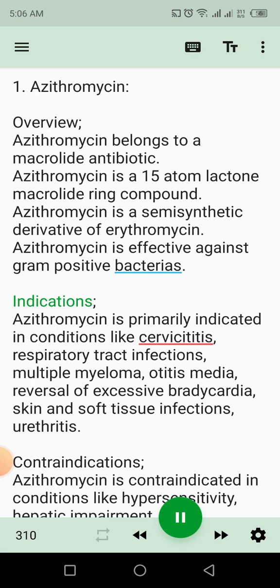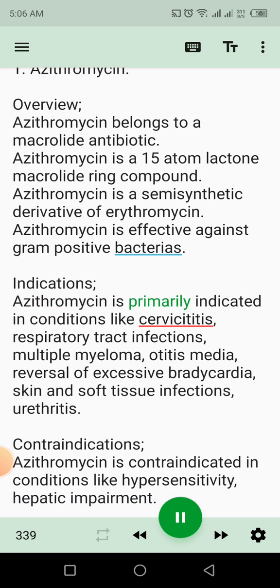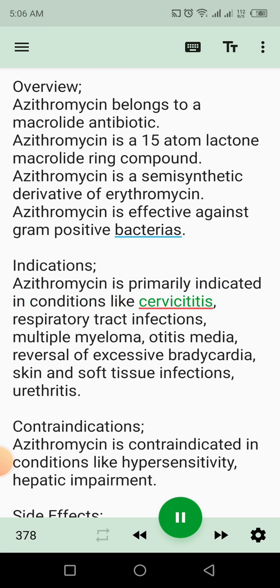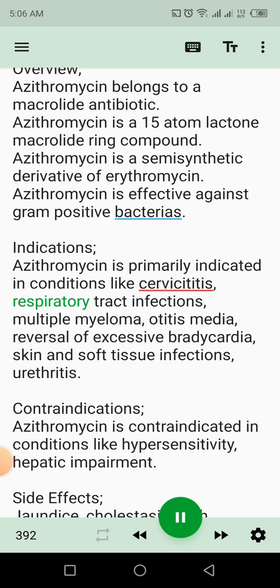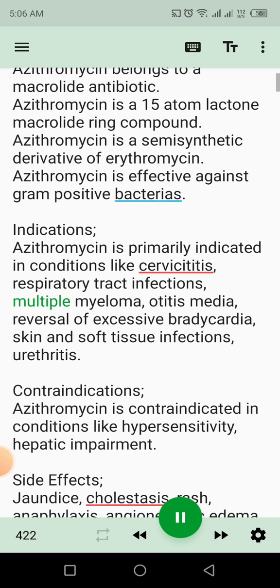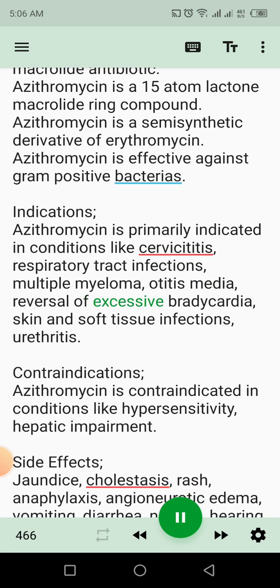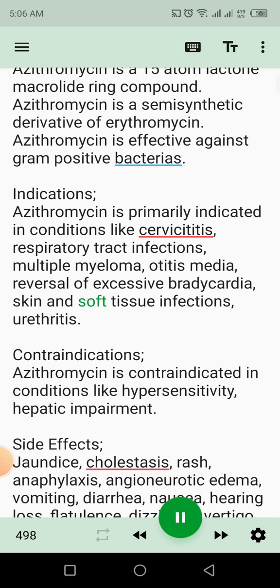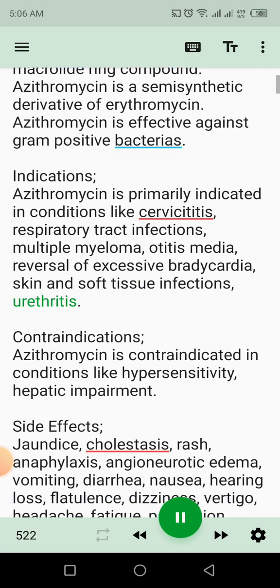Indications. Azithromycin is primarily indicated in conditions like cervicitis, respiratory tract infections, multiple myeloma, otitis media, reversal of excessive bradycardia, skin and soft tissue infections, urethritis.